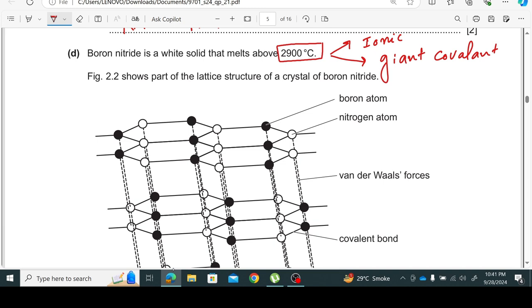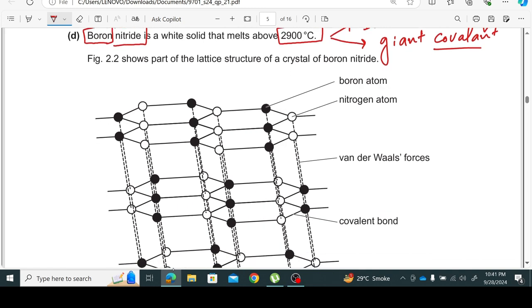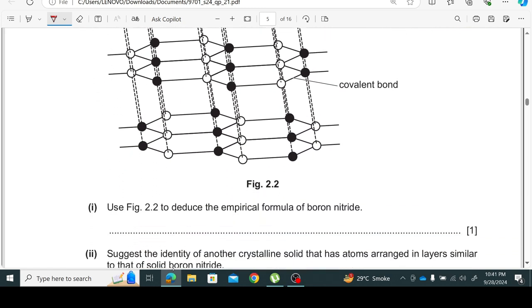Ionic means something is a metal and a non-metal. Boron is a non-metal, and nitrogen is also a non-metal. So ionic is wrong and giant covalent is right, because the bond between two non-metals is covalent in nature, and you can see in the diagram it is a giant structure.